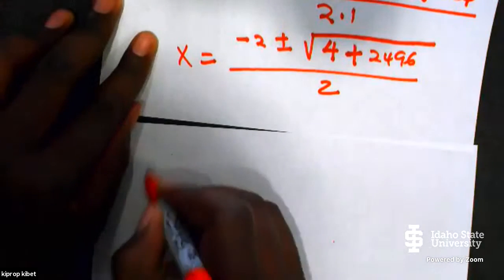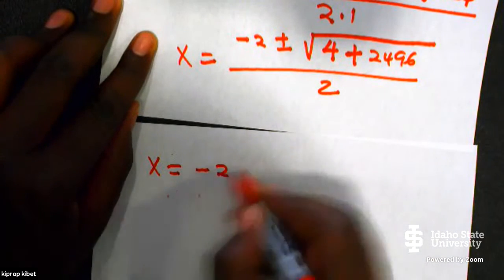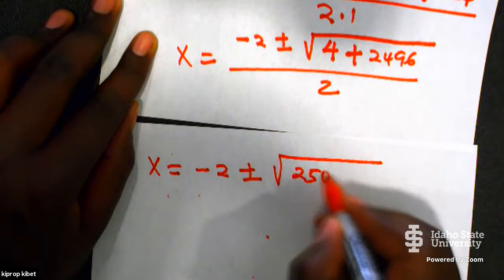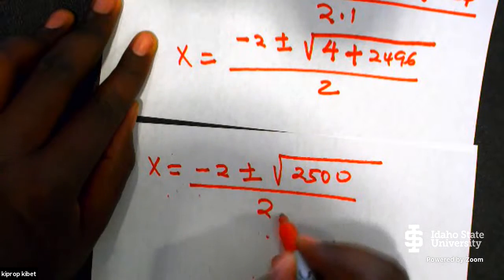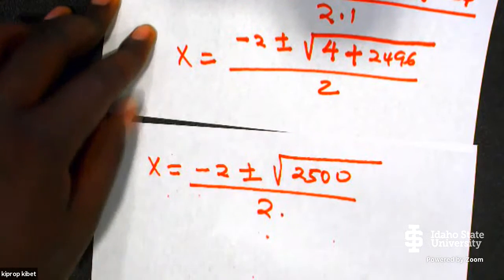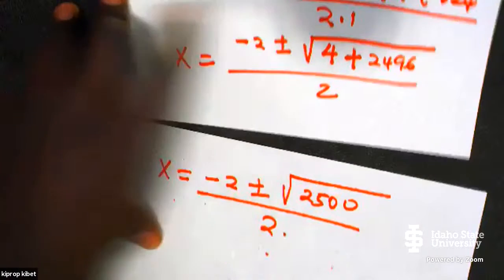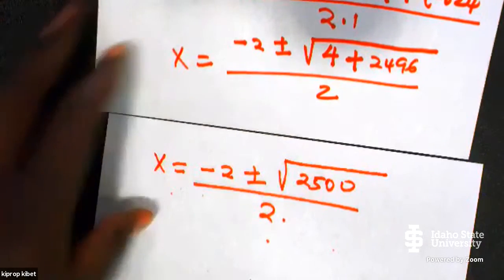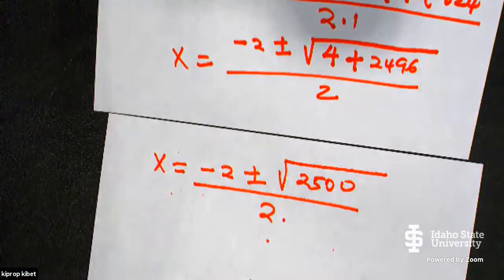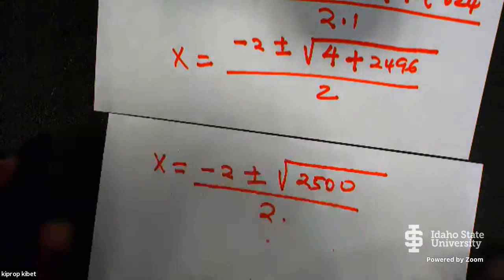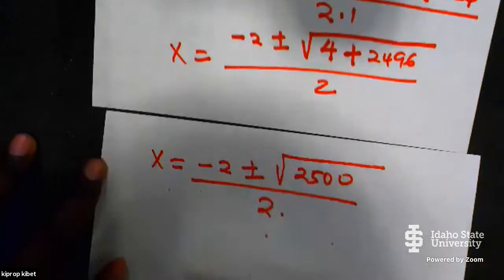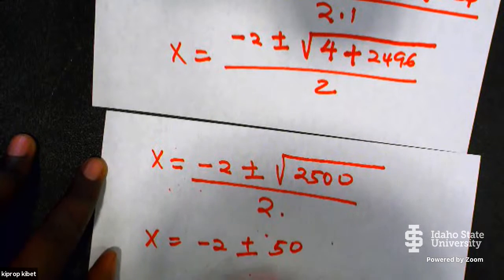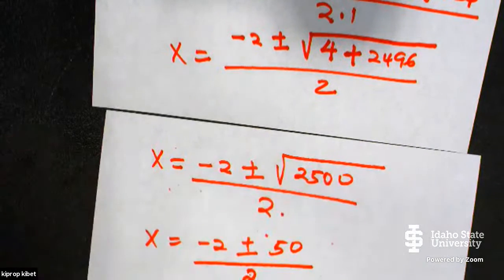So x equals minus 2 plus or minus the square root of what? 2500, all over 2. Because when you add 2496, you get 2500. So what is the square root of 2500? 50, right? So x equals minus 2 plus or minus 50 all over 2.